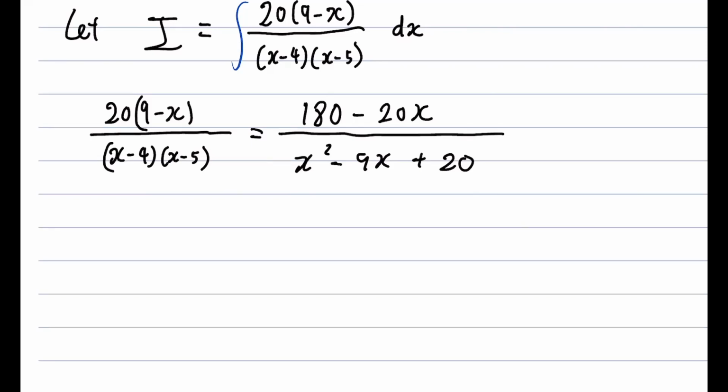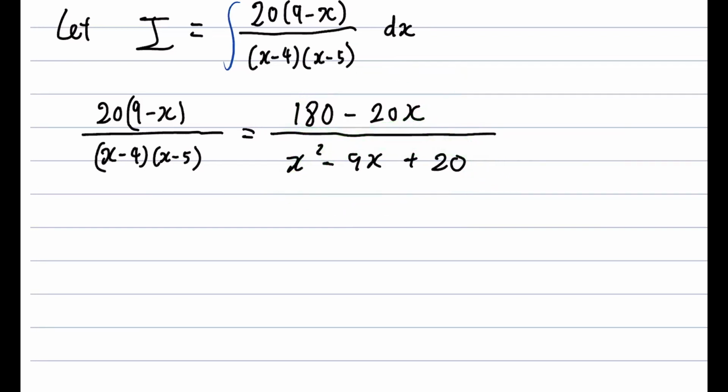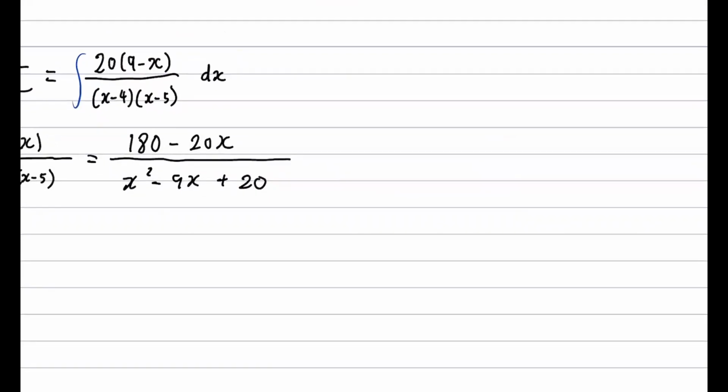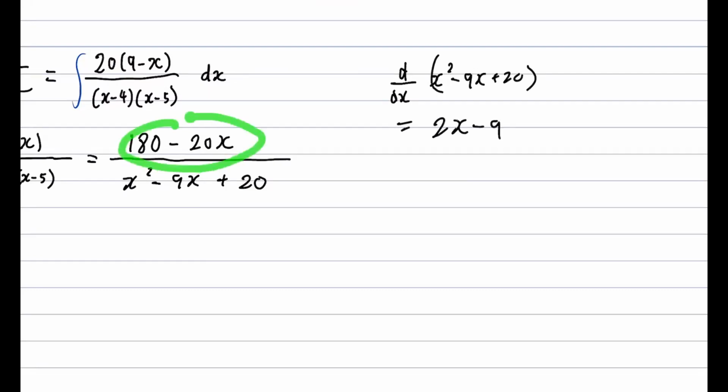Cannot do the derivative. The bottom is the derivative of the top. Sorry, the top is the derivative of the bottom. Yeah, cannot do that one. Maybe we can. Let's see. So differentiate x squared minus 9x plus 20. What do we get? 2x minus 9. How do you link this to this?